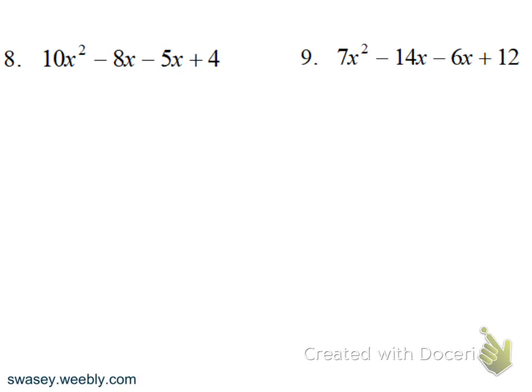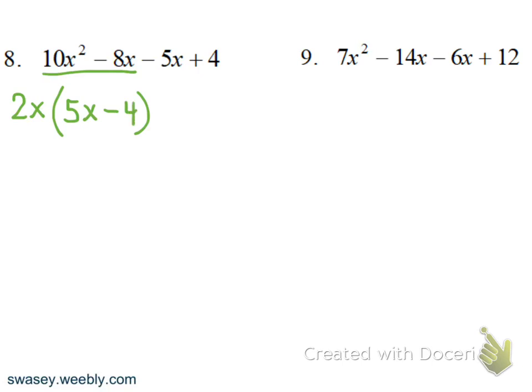Greatest common factor of the whole thing here on 8 is 1, so we won't bother factoring that out. Then we'll factor by grouping. 2x is the greatest common factor between 10 and 8. 10x squared divided by 2x is 5x. Negative 8x divided by 2x is negative 4.